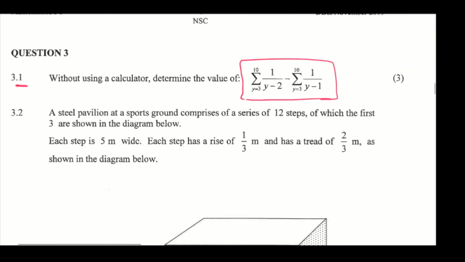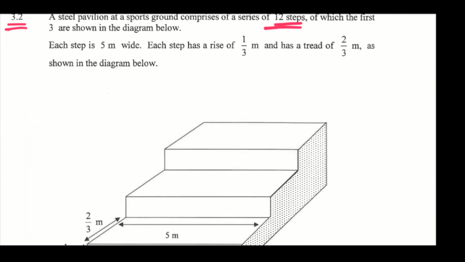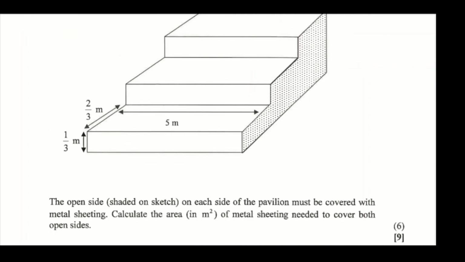And now we're going to do 3.2. We are given a statement that reads as follows: a steel pavilion at a sports ground comprises a series of 12 steps, of which the first 3 are shown in the diagram below. Each step is 5 meters wide and has a rise of 1 over 3 meters and a breadth of 2 over 3 meters as shown in the diagram. So if you can see the diagram there.